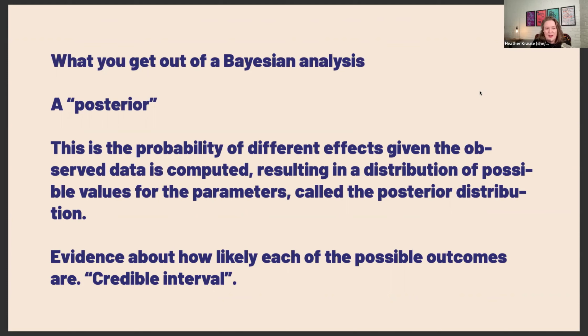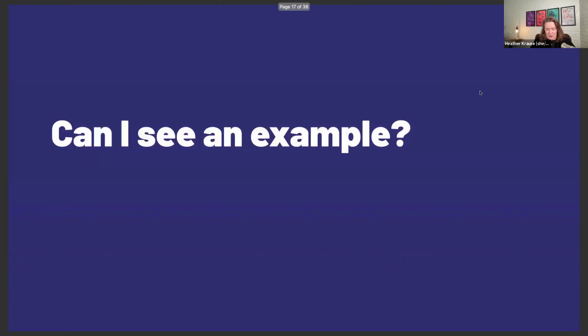It's the probability of different effects given the observed data, resulting in a distribution of possible values for the parameter, called the posterior distribution. We're going to look in a minute at what that means, if those words aren't familiar to you. One of the words to know is that sometimes the way to make meaning of what comes out of a Bayesian analysis is called a credible interval or a credibility interval. There are different words depending on what country you're in, what sector you're in, what discipline you're in. But essentially, what comes out of a Bayesian analysis is a distribution of how likely it is that we have evidence to support different answers.